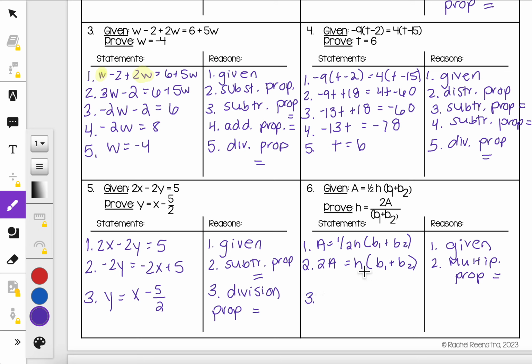And finally, I can divide by that b1 plus b2 all in one step. So I have 2a divided by base 1 plus base 2 equals your height. So that's the division property of equality. And I'm so close. Here my proof is that the height is equal to 2a divided by base 1 plus base 2. I want to get that height to be on the left side, so this is going to be my symmetric property.